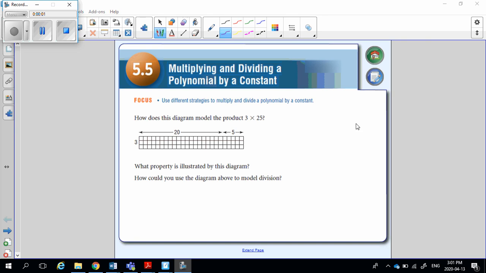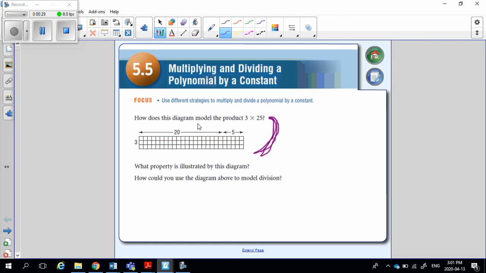Today's class, we're going to learn about multiplying and dividing a polynomial by a constant. And then the second part of the lesson, we're going to look at the same idea, multiplying and dividing, but a polynomial by a monomial. So a little bit different. So we're going to work with a polynomial right here and a constant, meaning the other term is just a number.